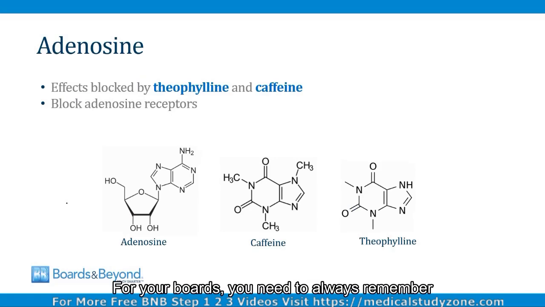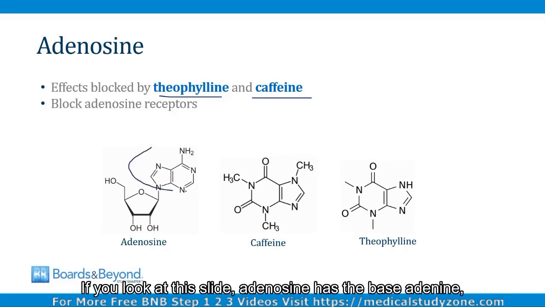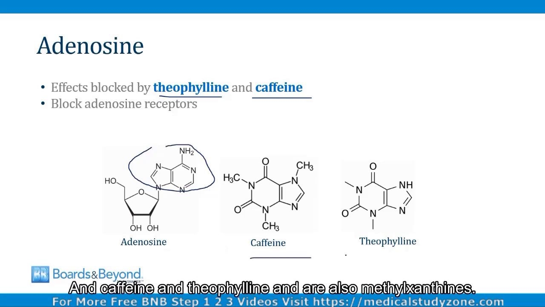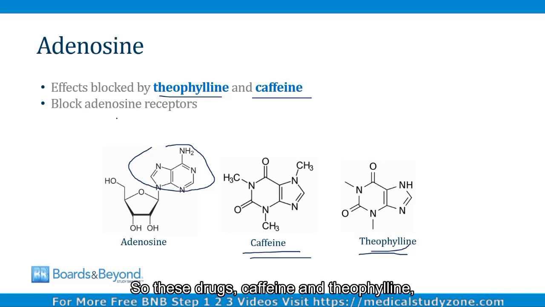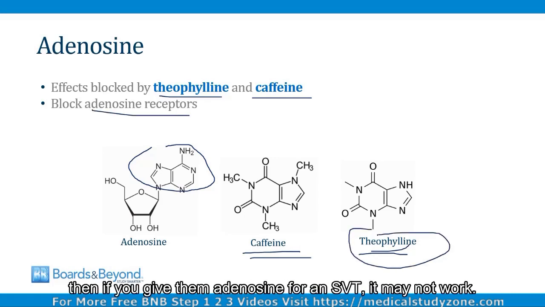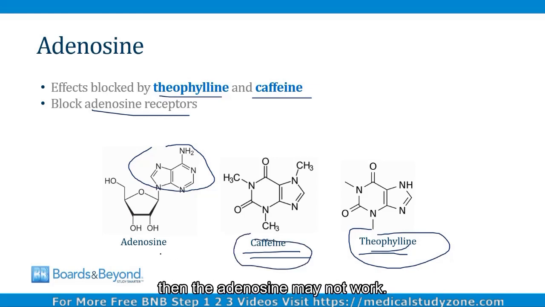For your boards, you need to always remember that adenosine has a similar structure to two other compounds, theophylline, which is a drug used for COPD, and caffeine. If you look at this slide, adenosine has the base adenine, and adenine is a type of structure called a methylxanthine, and caffeine and theophylline are also methylxanthines. So these drugs, caffeine and theophylline, can block adenosine receptors. So if a patient is taking theophylline, then if you give them adenosine for an SVT, it may not work. Similarly, if a patient has consumed lots of caffeine, then the adenosine may not work.